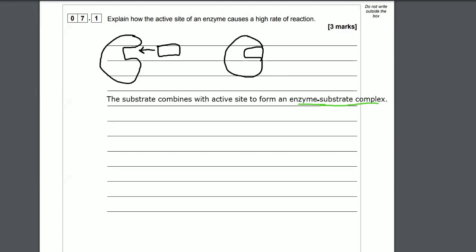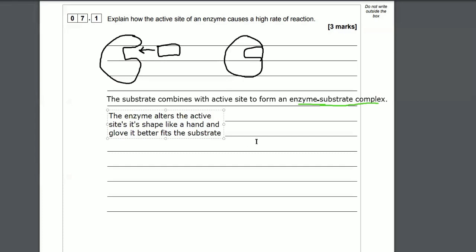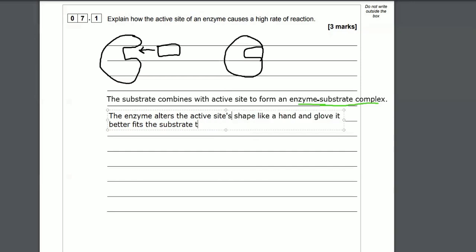Now, this lowers the activation energy required for breaking up the substrate. However, how do we word that? The enzyme alters its active site's shape to mold to the substrate. And we call that the induced fit theory, and we learn that in A-level. Some GCSE syllabuses, you will also learn that. But if you start talking about the induced fit, that the enzyme's active site actually molds itself so that it better fits the shape of the substrate.